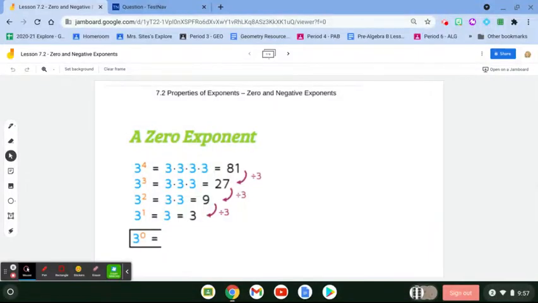Hi guys, it's Mrs. Seitz, and today what you're going to be learning is a different property of exponents, actually two. You're going to be learning what happens when you have a zero as an exponent and what you need to do when you have negative exponents.